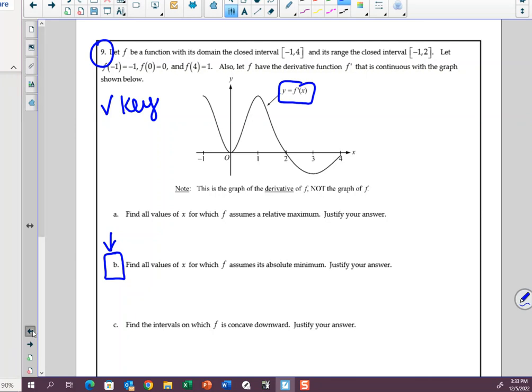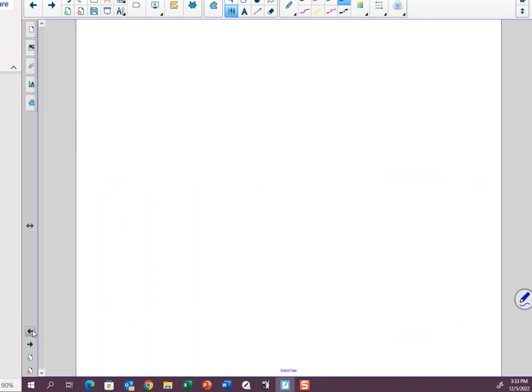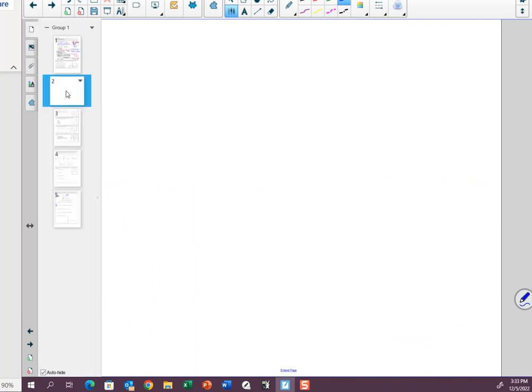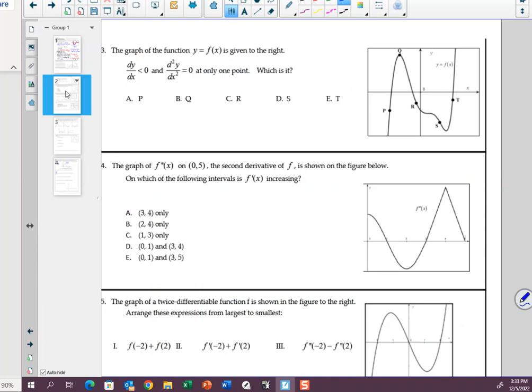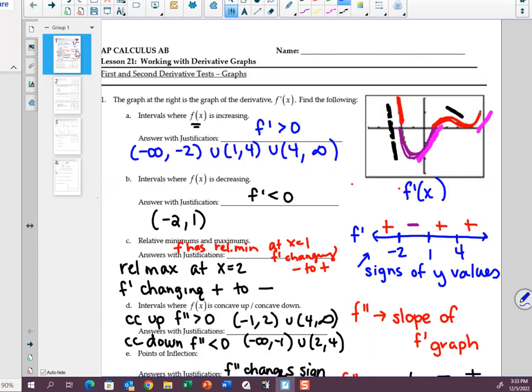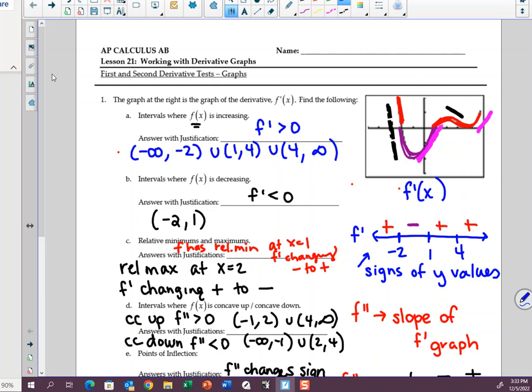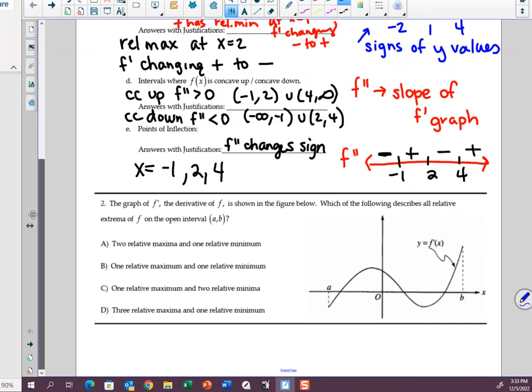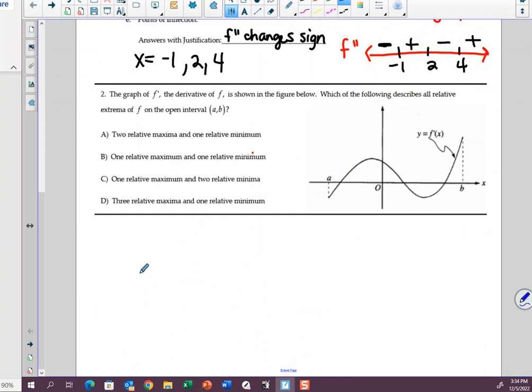Okay, I'm going to jump back to a couple more problems from this note packet, and we'll talk about each one a little bit at a time. Number 2 is the next one. Once again, this is an f prime graph. We're trying to figure out minimums and maximums of f from this f prime graph.